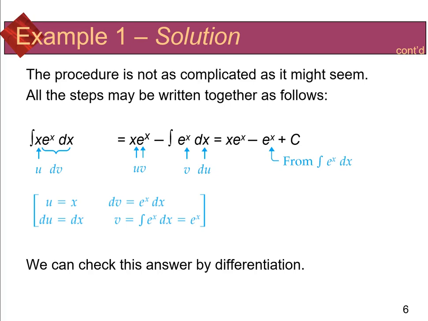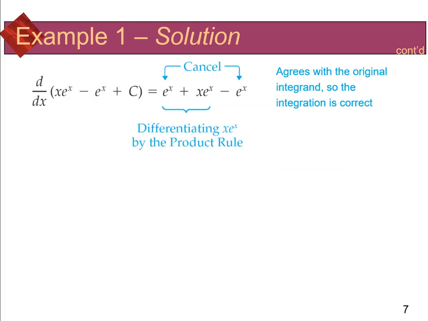Now they show you how to check by using differentiation. That's always a good way of checking to make sure that you came up with the right answer. And they're showing here that if you take the derivative of what you got, you end up with x times e to the x again.